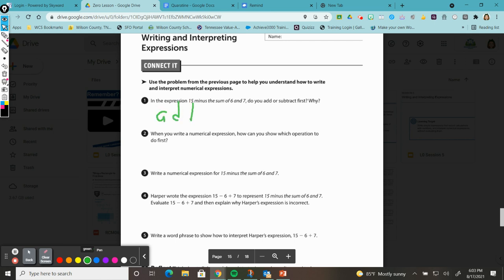We would add first for this particular problem. And the reason why is right here where it says the sum. Because it's 15 minus the sum. And in order to know the sum, we're going to have that sum there. So we have to add the 6 and 7 first before we subtract. When we write numerical expressions, there are ways in which we can show which operation to do first. We call them grouping symbols.